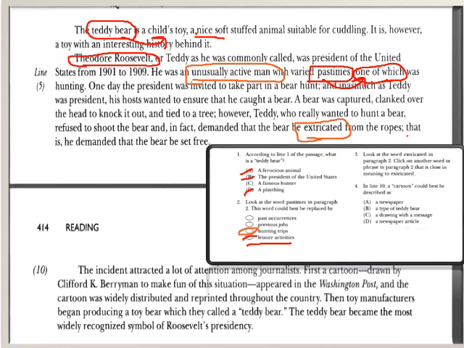"That is," so this is the clue, "that is." So after "that is," we must have the meaning. That is, he demanded that the bear be set free. So this is the meaning of extricated, that the bear should be set free, to free the bear. So it means to release the bear. So extricated means release, that the bear be released from the rope, to be free from the rope.